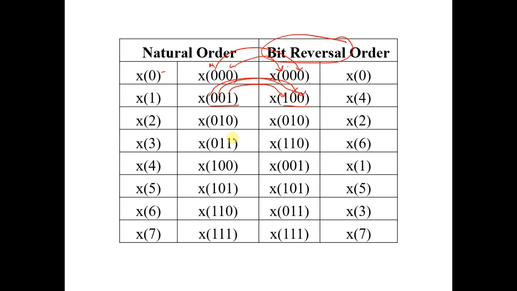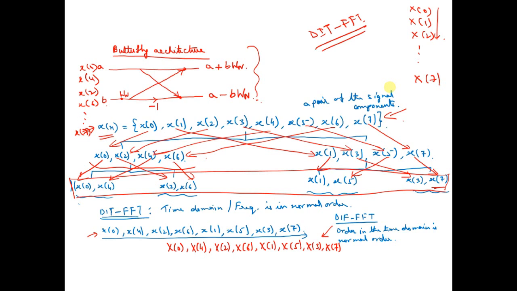Then 0, 1, 1 becomes 1, 1, 0. This one has come here, this one has come here, and this 0 has come over there. Okay. So are you getting my point? So in this way, when we do the reversal and then come back from the binary form to the decimal form, we get the order 0, 4, 2, 6, 1, 5, 3, 7. So if you go back, the same order was obtained over here also.